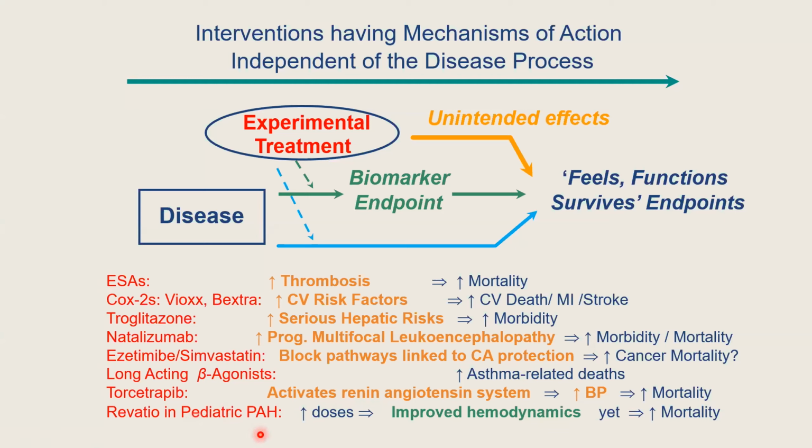So sildenafil in adult pulmonary arterial hypertension had evidence that with increasing doses, you had improved hemodynamics and improved clinical benefit at 6-minute walk. But when this was then looked at in pediatric PAH, it's called Revatio, Revatio also showed with increasing doses a good effect on the biomarker, improved hemodynamics, and yet increased mortality.